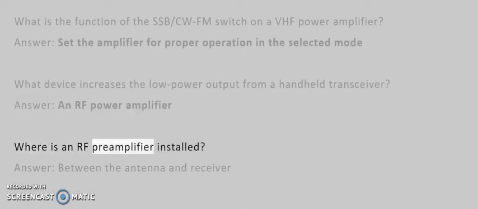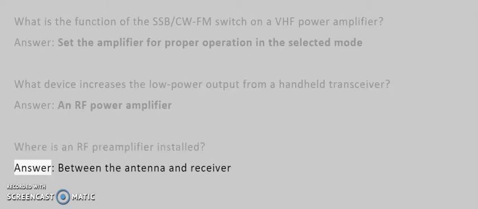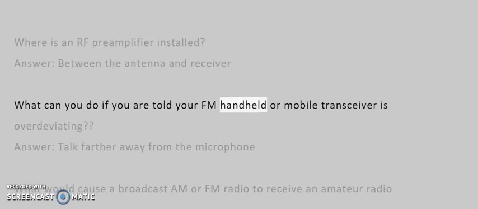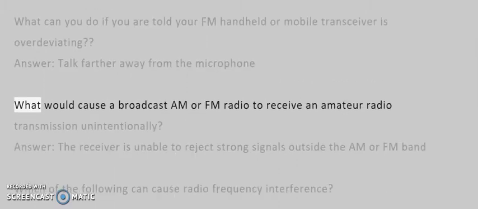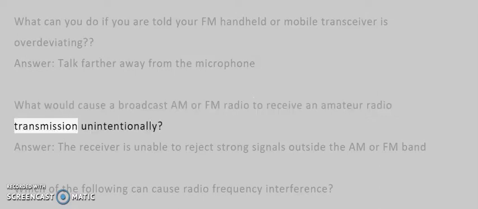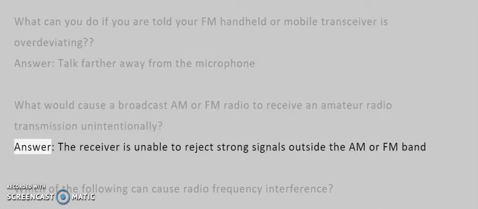Where is an RF preamplifier installed? Answer: between the antenna and receiver. What can you do if you are told your FM handheld or mobile transceiver is over-deviating? Answer: talk farther away from the microphone. What would cause a broadcast AM or FM radio to receive an amateur radio transmission unintentionally? Answer: the receiver is unable to reject strong signals outside the AM or FM band.